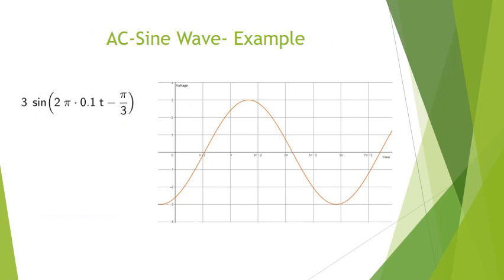Here we can see an example of a sine wave with its corresponding mathematical representation. The amplitude of the sine wave is 3, the frequency of the alternating current is 0.1, and the horizontal offset is negative pi over 3.